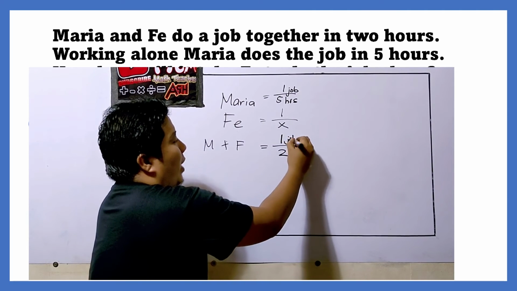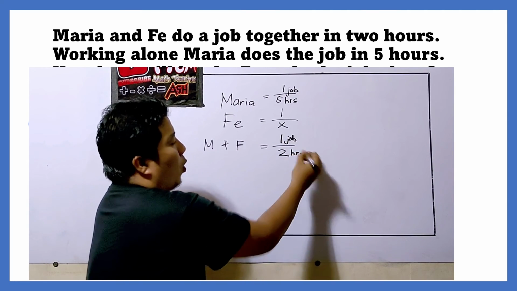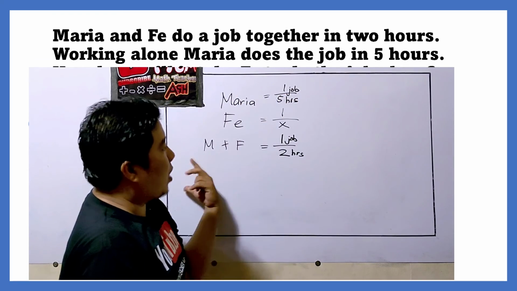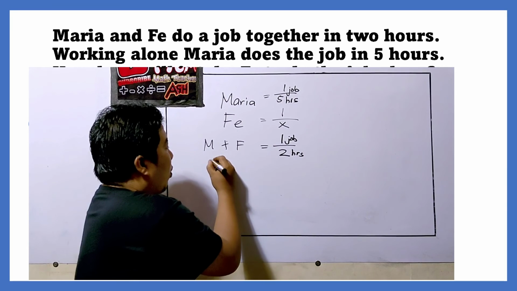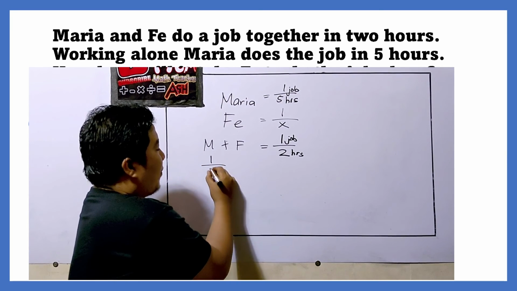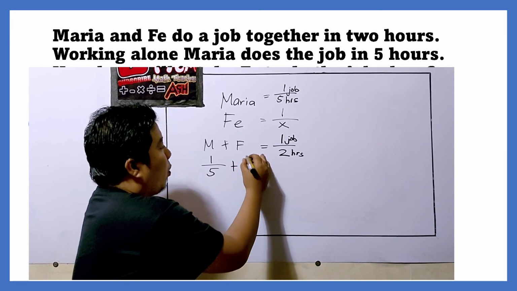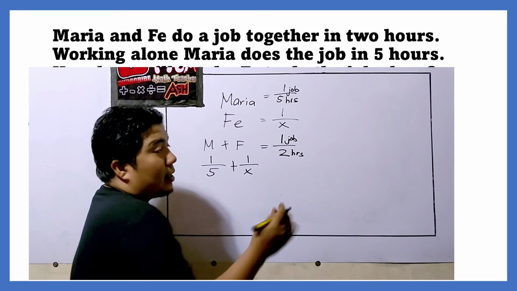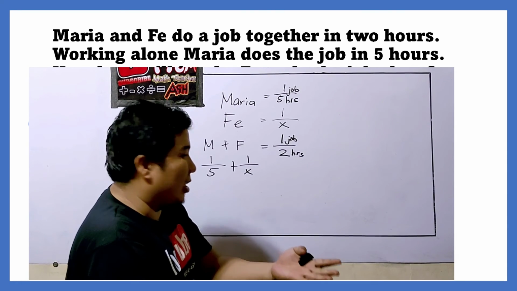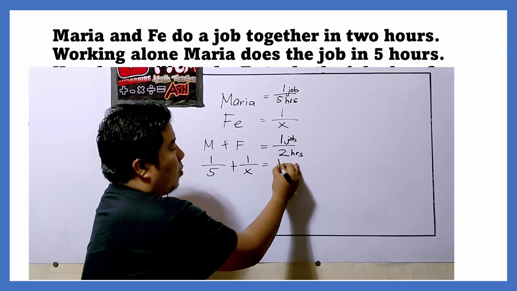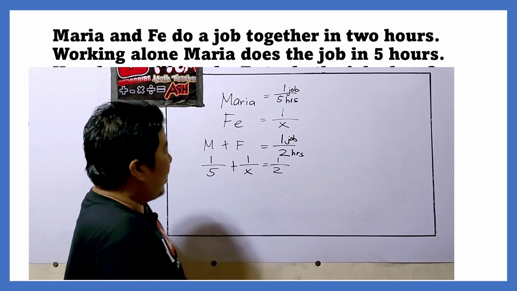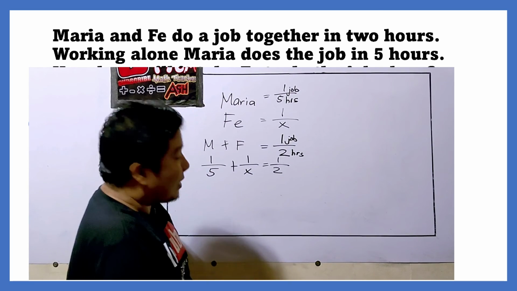Okay. So right now, what we can do is to jot down our given representation. For Maria, we have one job per 5 hours. For Fe, we have one job per X amount of hours because we still don't know. When they work together, they will finish the job in 2 hours. So basically, this will be our mathematical sentence.